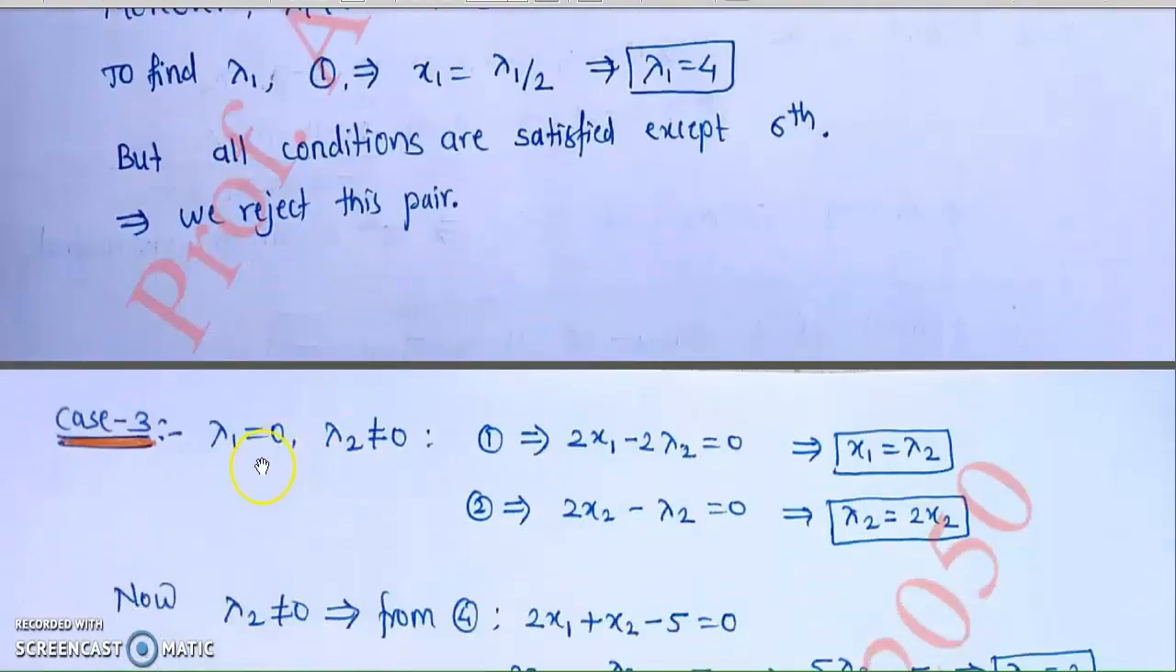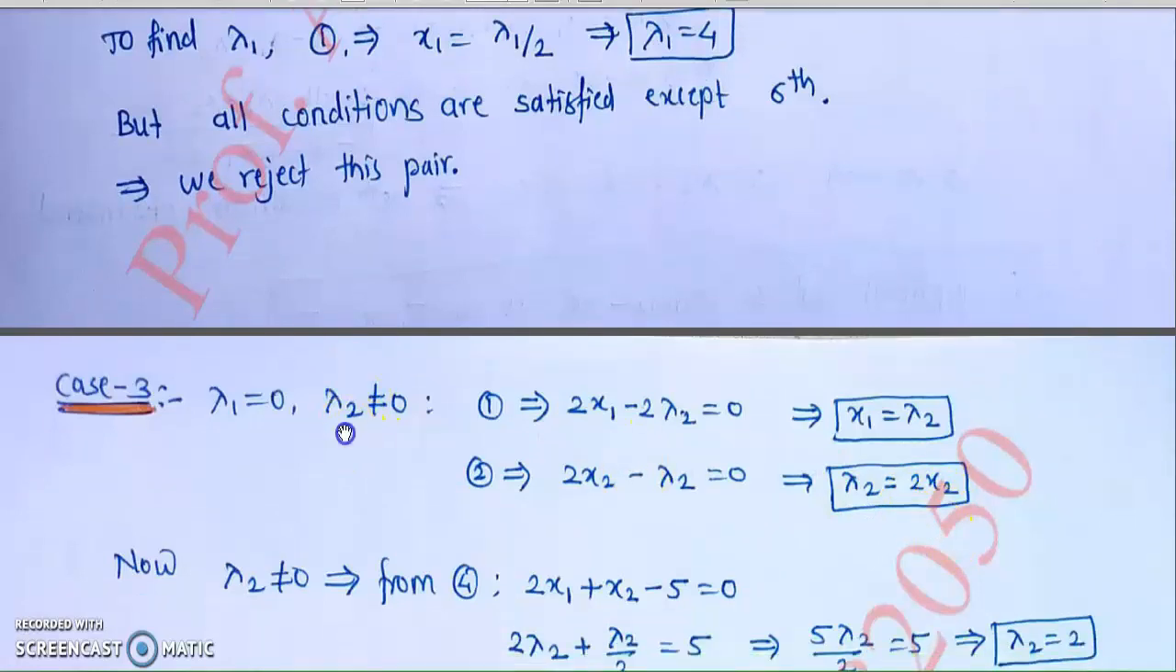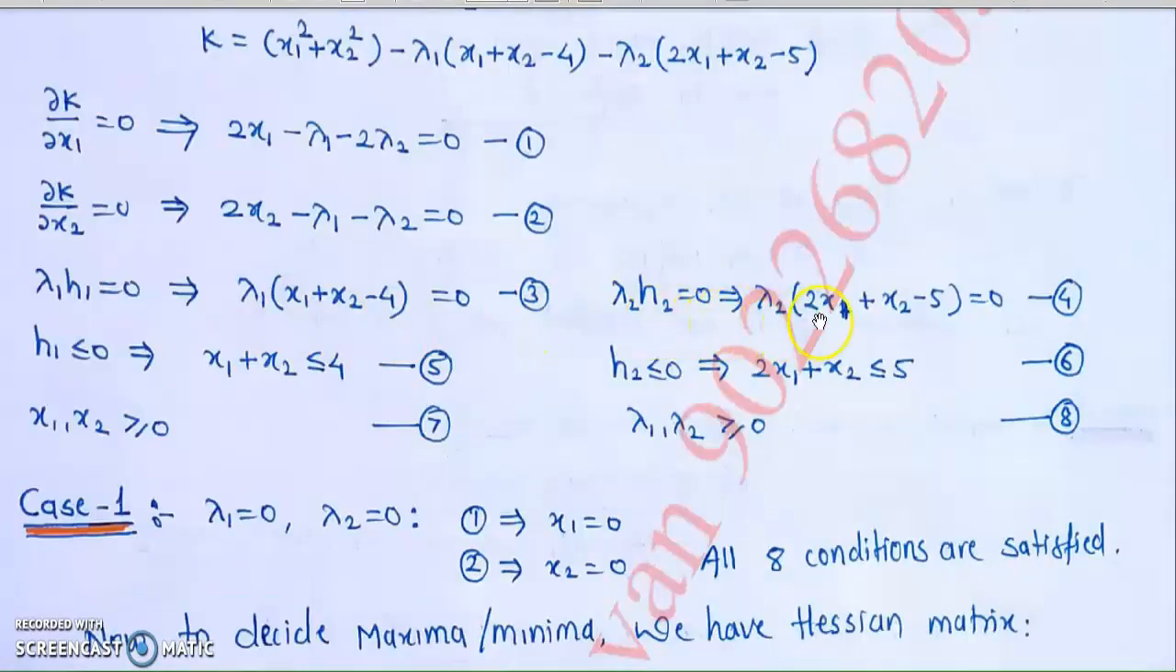Now case 3 is, lambda 1 is 0 and lambda 2 is not. If lambda 1 is 0, if we update this in equations 1 and 2, we get x1 equal to lambda 2 and lambda 2 is equal to 2x2. Now the second condition, that is lambda 2 is non-zero. If lambda 2 is non-zero, but this product is 0 from condition number 4, then since lambda 2 is non-zero, this bracket must be 0. So we get a relation in x1 and x2 as 2x1 plus x2 is equal to 5.